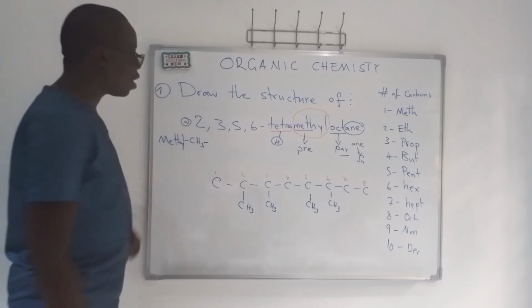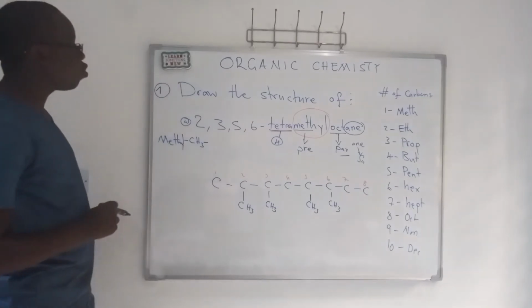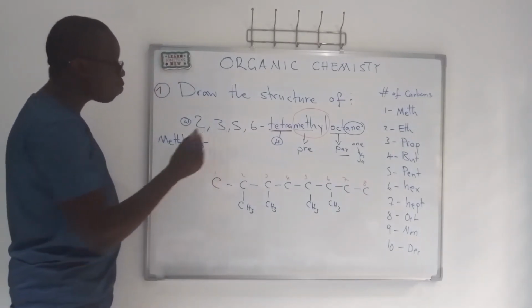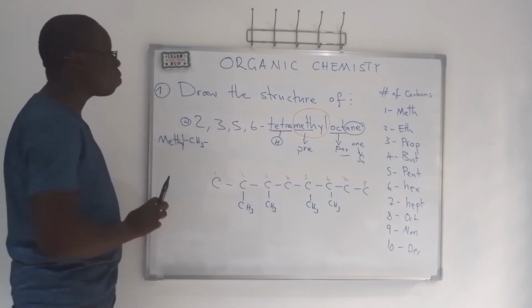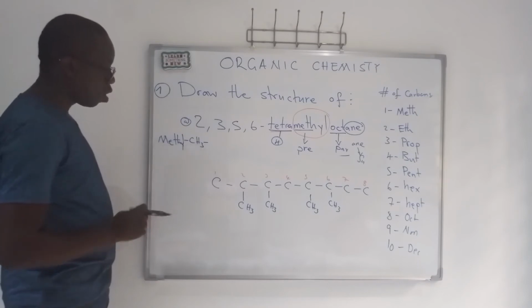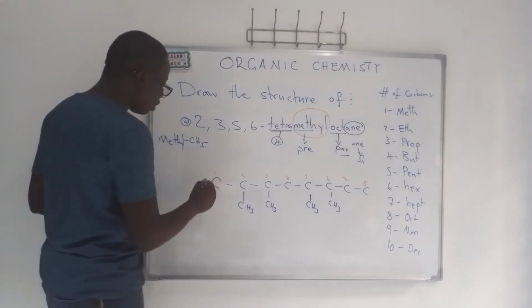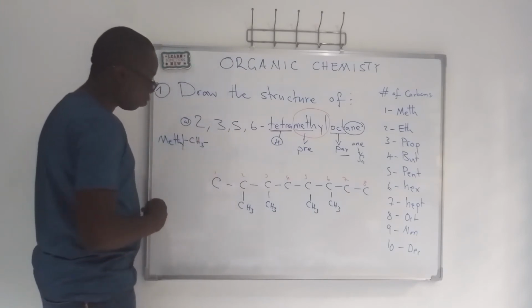Now remember what we said. Tetra is helping us to understand that the substituents should be 4. And as you can see, we have put 4 substituents of the same family. So after you do that, you simply now complete the number of hydrogens that each carbon should have.